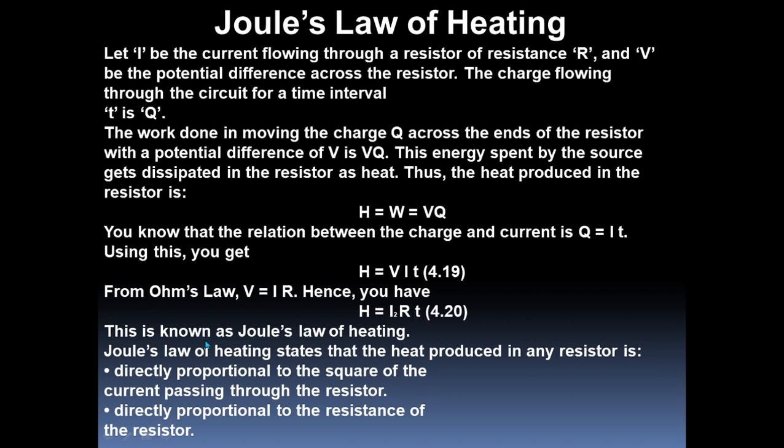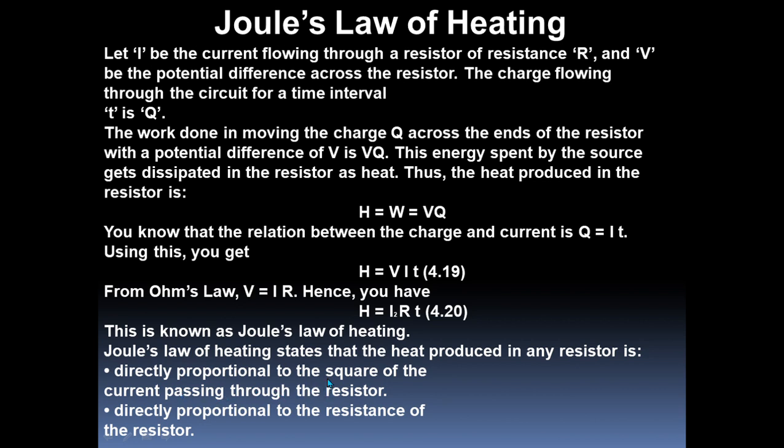This is known as Joule's Law of Heating. Joule's Law of Heating states that the heat produced in any resistor is, this is a very important point, children, please note it down, listen carefully, directly proportional to the square of the current passing through the resistor. So that means heat is directly proportional to the square of the current passing through the resistor.